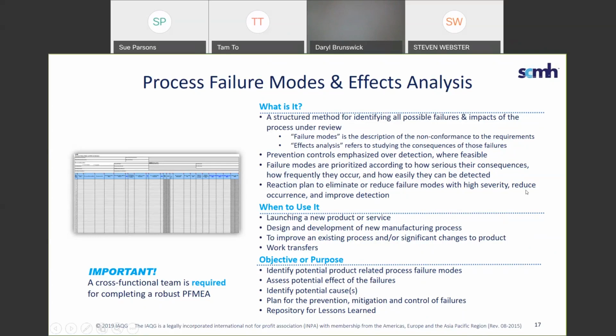Who could be in the cross-functional team? The core team could be your manufacturing person, production, and quality. Those are pretty much core. The extended team would be design, maintenance, facilities, test equipment, engineering, anybody that has knowledge of the process. So those are always helpful. Next slide.